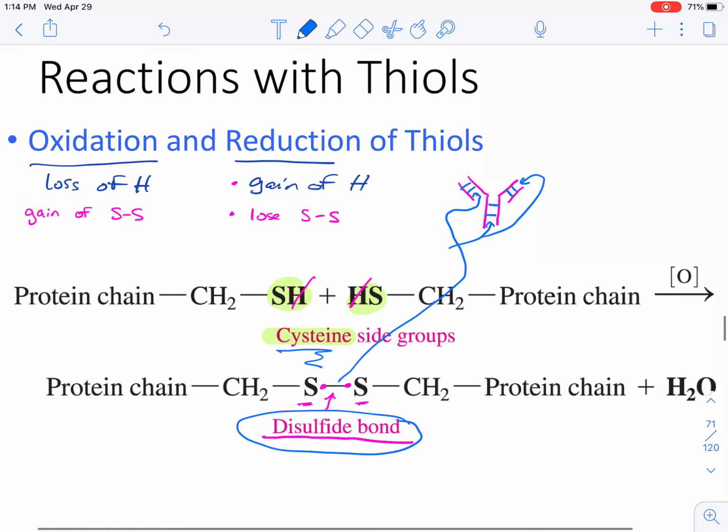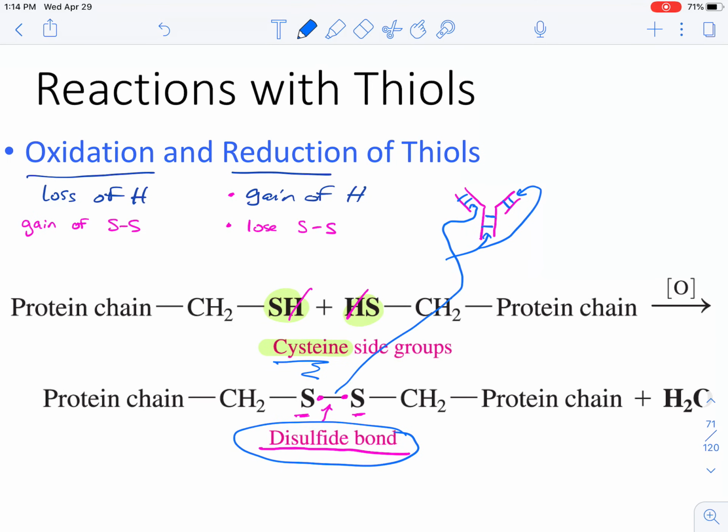All right, so that's pretty much it for thiols. The next functional group that we're going to discuss are aldehydes and ketones.